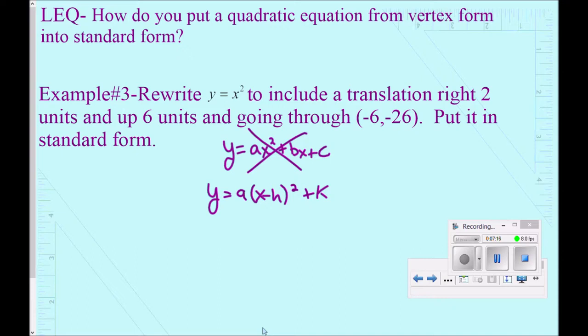We're going to do the same thing with parabolas. We're going to find the equation in vertex form, and then we'll change it over to standard form. So I keep the a. Right 2 means x minus 2, the quantity squared, and then up 6 is plus 6, substituting in the coordinate point for x and for y.